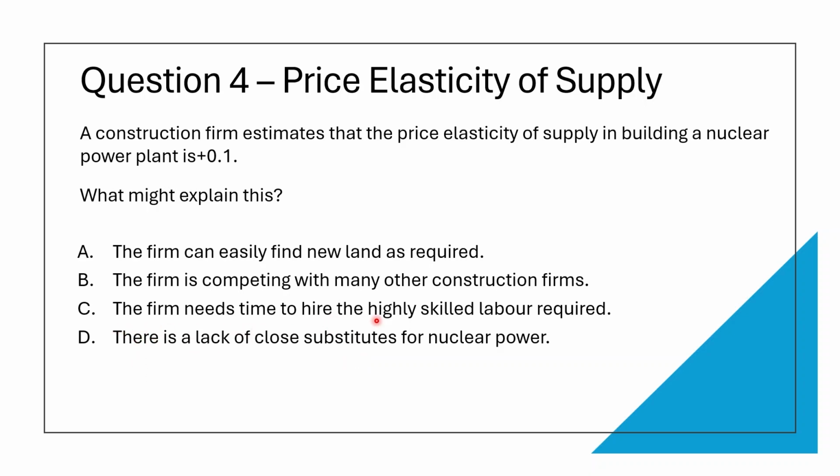The firm needs time to hire the highly skilled labor required. Building a nuclear plant requires specialized labor, and it takes time to hire and train workers. So supply in this case would remain highly inelastic. So your correct answer is option C.